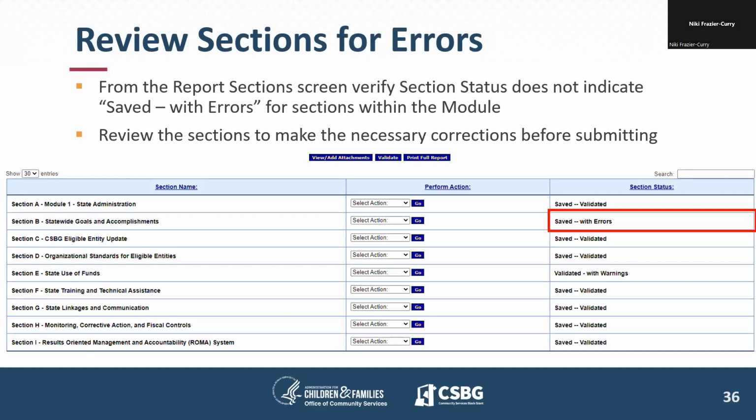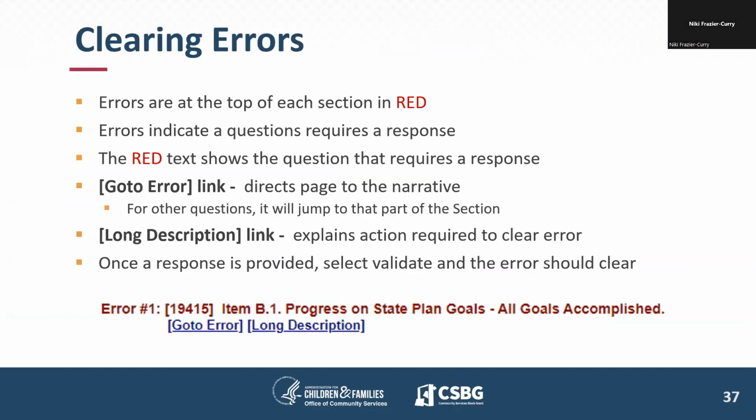If the section shows as saved with errors, you must review the section or sections to clear the errors prior to submitting. Let's discuss how to clear errors. Errors are located at the top of each section in red. It means that a question or questions were missed that still require a response. The red text identifies a question that needs a response. In this image, the question is B.1.